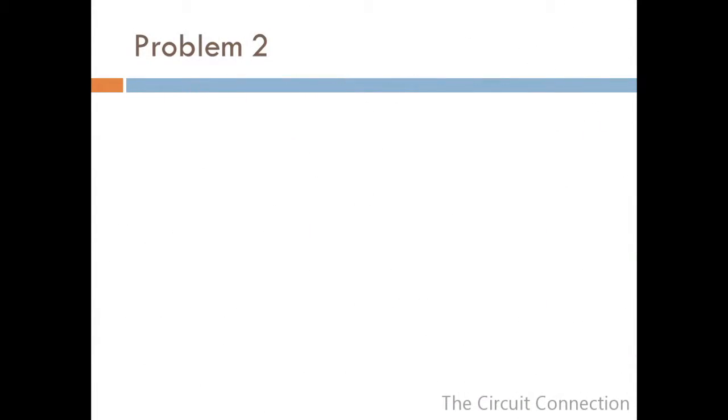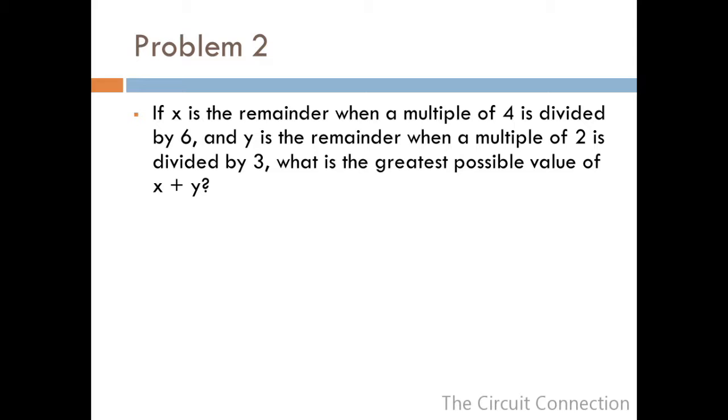Problem number 2. If x is the remainder when a multiple of 4 is divided by 6, and y is the remainder when a multiple of 2 is divided by 3, what is the greatest possible value of x plus y? Our answer choices are A, 2, B, 3, C, 5, D, 9, E, 10.